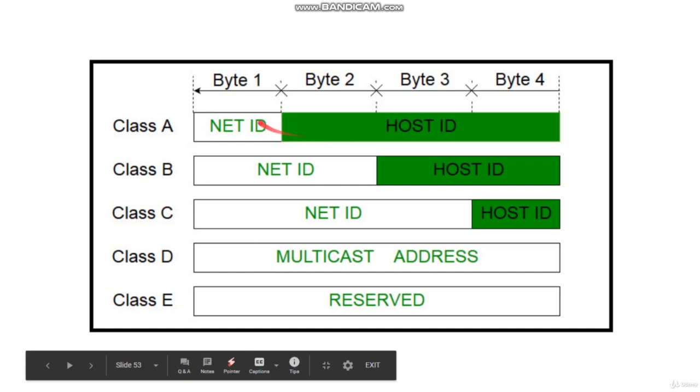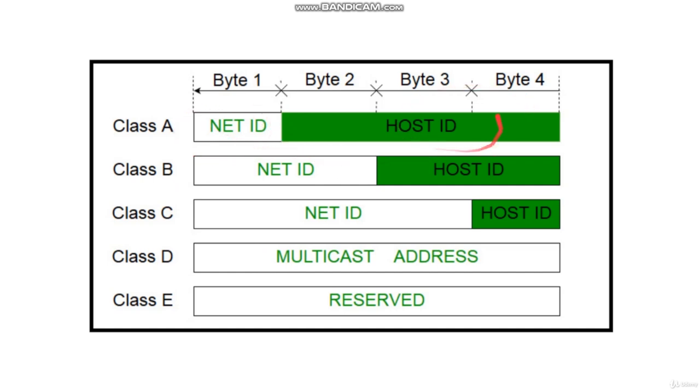Now, an IP address is broadly divided into two parts, network ID and host ID. The class of IP address is used to determine the bits used for network ID and host ID and the number of total networks and hosts possible in that particular class. So depending upon the network ID, the number of hosts and the number of networks are determined in a particular range.